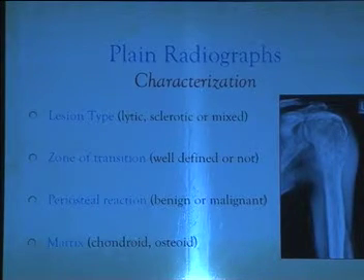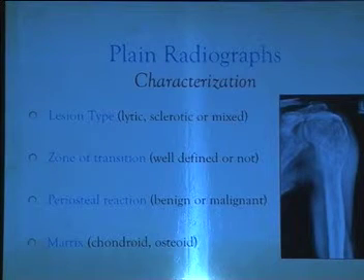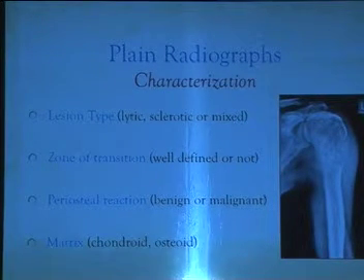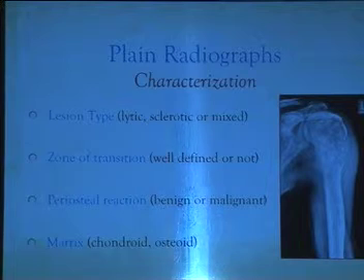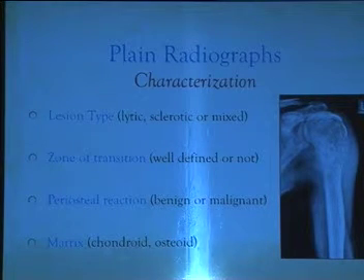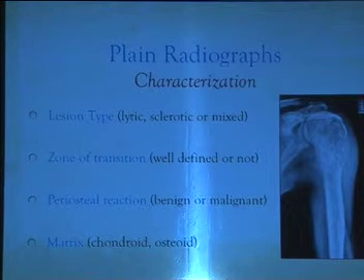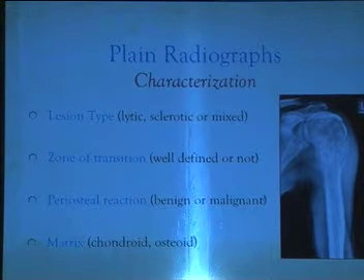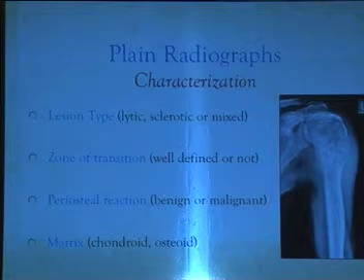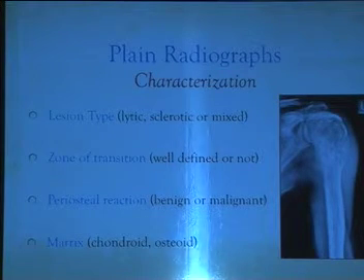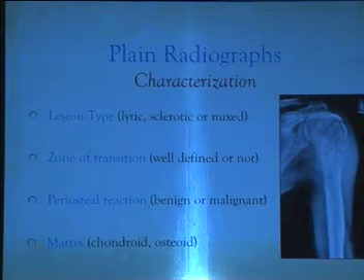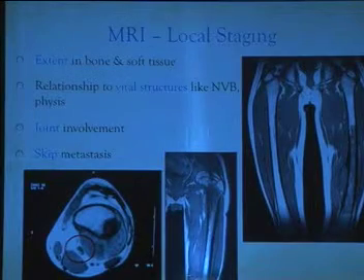So, as told by Doug, when you see an X-ray, these are the four primary things which you should remember, which can help you to clinch the diagnosis and then plan your further staging investigations depending upon your initial assessment by X-ray, which includes the type of the lesion, the zone of transition, periosteal reaction, and the matrix.